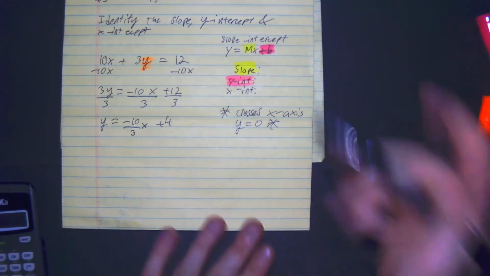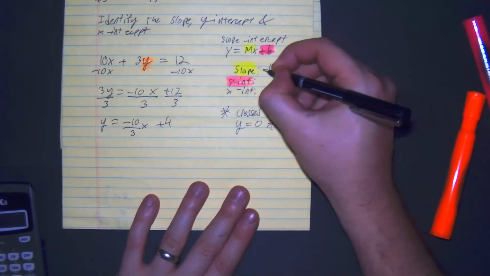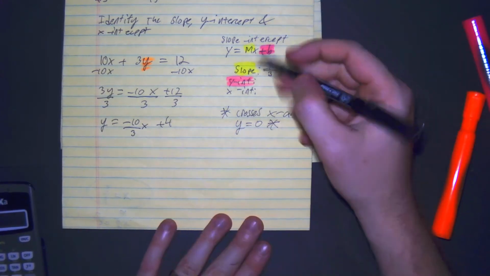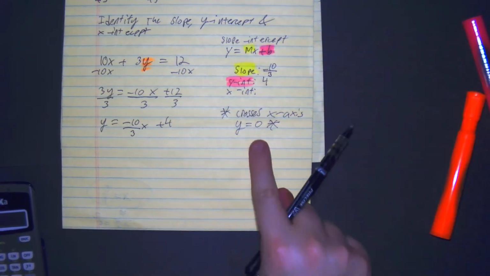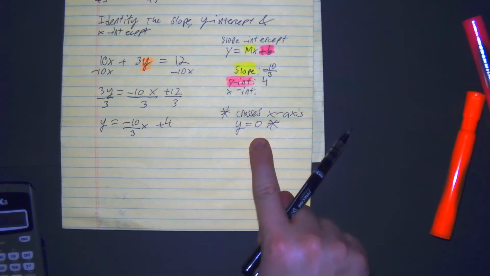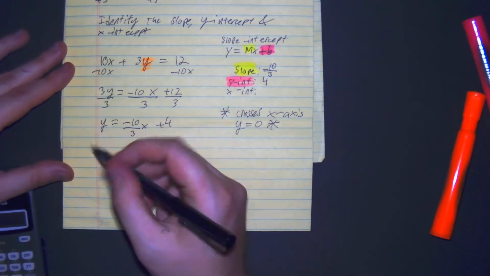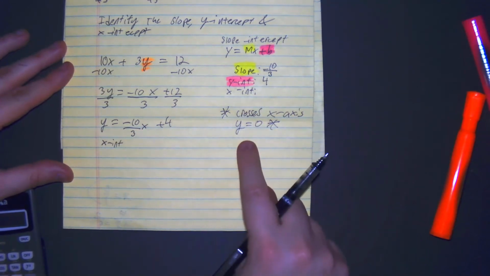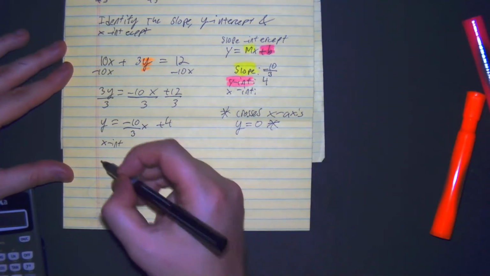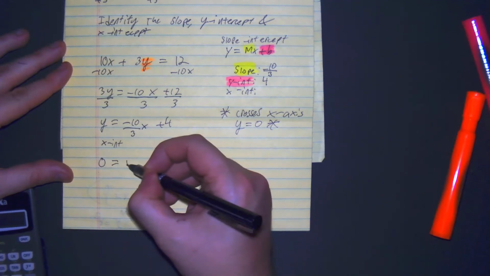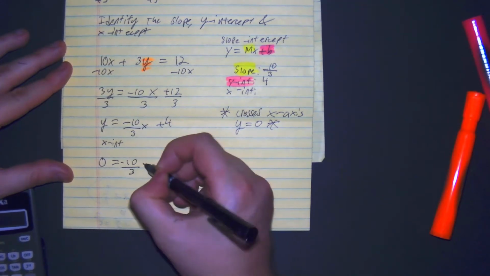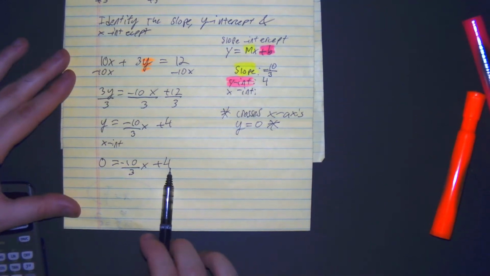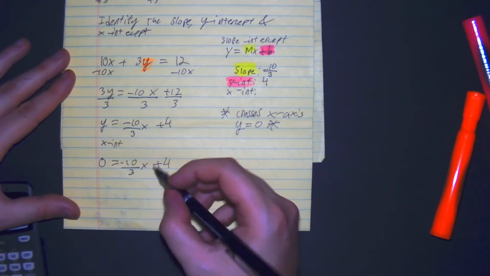Our slope, negative 10 over 3. Our y-intercept, 4. And now let's find the x-intercept. Our x-intercept, when y is equal to 0, so we're going to make 0 equals negative 10 thirds x plus 4. First thing I know how to do, subtract 4 from both sides.